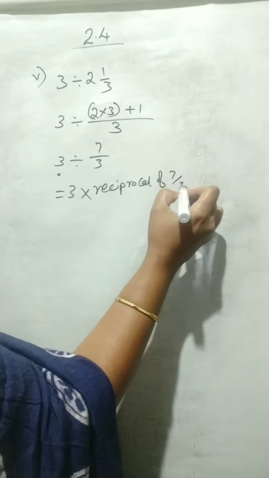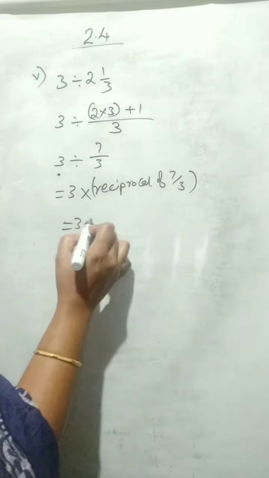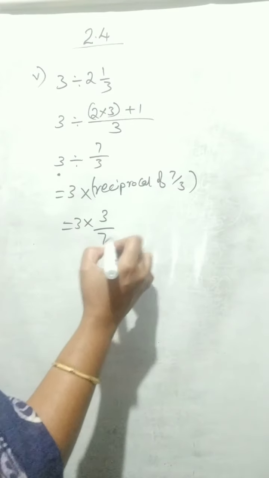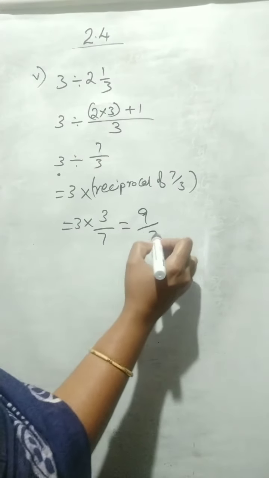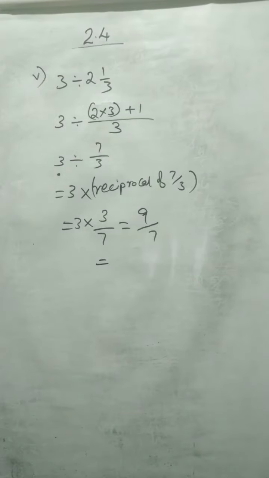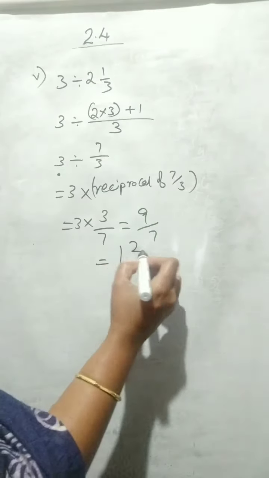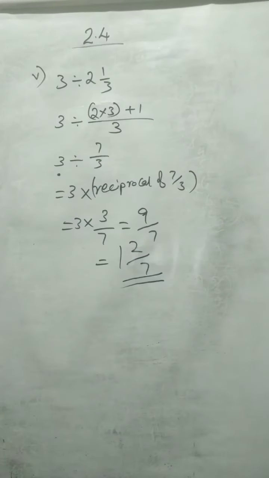7 on 3, which is equal to 3 multiplied by 3 on 7 itself. 3 times 3, 9. 9 on 7, which is equal to how many 7s are there in 9? 1. 2 will be the remainder, 7 will be there. So the answer is 1, 2 on 7.